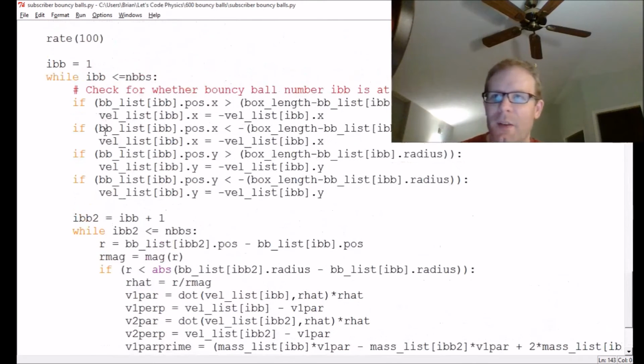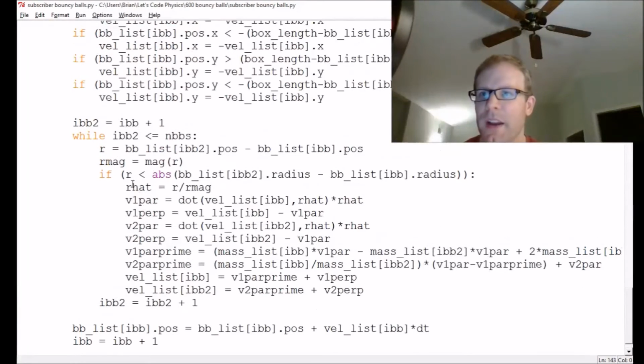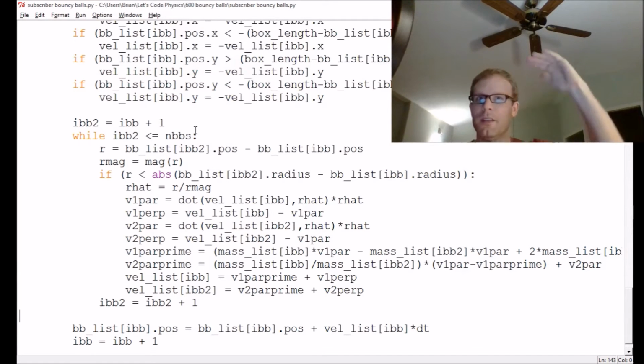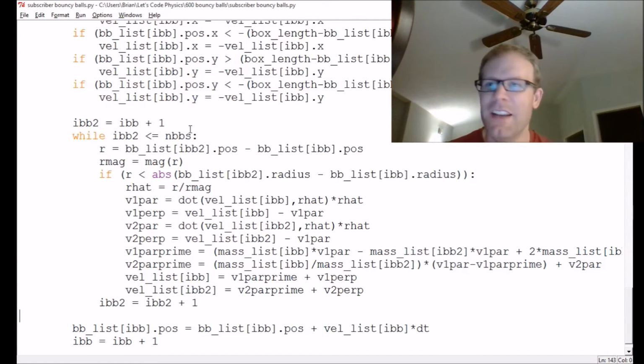All right, so let's double check this. We've got our original loop for IBB. We don't need to worry about that. That is set up just fine. We've got our new counter set as 1 above the current bouncy ball number. And we're checking while bouncy ball 2 is less than or equal to the number of bouncy balls.